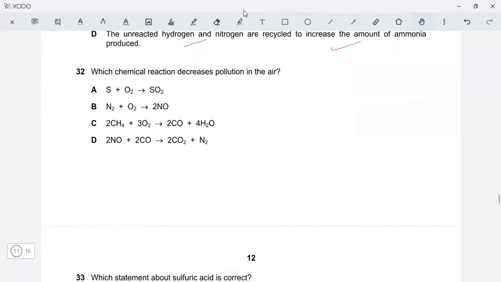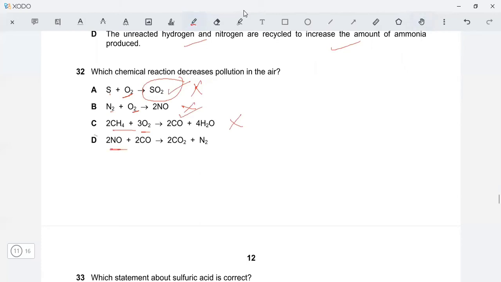32. Which chemical reaction decreases pollution in the air? Option A. Sulfur reacts with oxygen, it will produce sulfur dioxide. This is a pollutant, so that won't decrease. Nitrogen reacts with oxygen to form nitrogen oxide. This is also a pollutant, so it won't decrease the pollution in the air. Methane burns in the presence of oxygen, carbon monoxide gas is produced. This is also not the process where pollution decreases in the air.